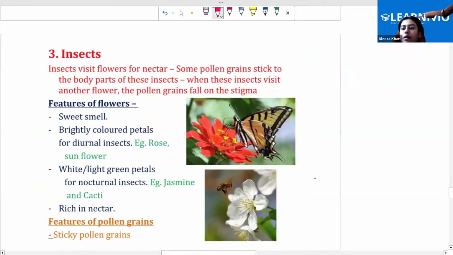Okay. Now coming on to the pollen grain dispersal through the insects. So for them, what could be the features of the flower? They should have a sweet smell, brightly colored, and they should have white or light green petals. Fine. For the nocturnal insects, what do you mean by nocturnal insects? Nocturnal.